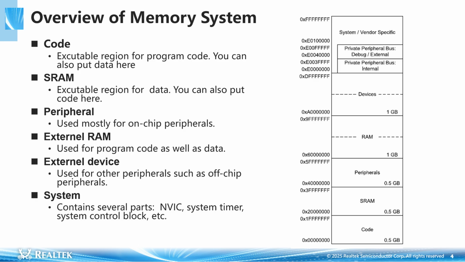Furthermore, there is the external device area, which primarily supports off-chip peripheral devices that may require additional storage and processing capabilities. Finally, there is the system section, which includes multiple components such as the nested vectored interrupt controller, system timer, and system control module, among others. This system section ensures the coordinated operation of the entire memory structure. In the diagram, we can see the specific allocation of memory, with detailed address ranges for code, SRAM, peripherals, and other storage. Through this clear structural allocation, we can efficiently manage and optimize system performance.